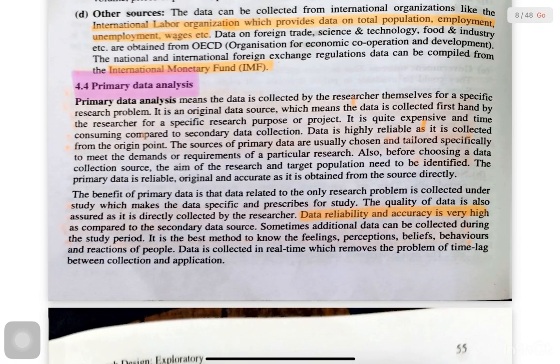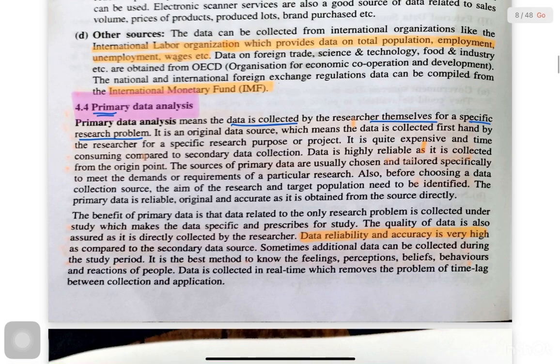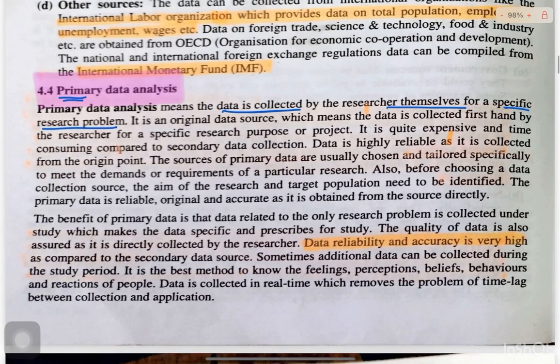Primary data analysis means the data is collected by the researchers themselves for a specific research problem. As the word suggests, primary, we all know that primary data is something done at the very basic level, and the researcher collects the responses or the data right from the grassroots level, right? It is the original data source. Of course, it is the original, and the quality of such data is very high, which means the data is collected first hand by the researcher for a specific research purpose or project.